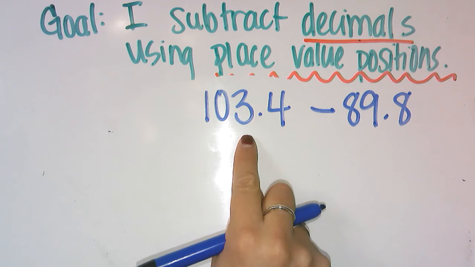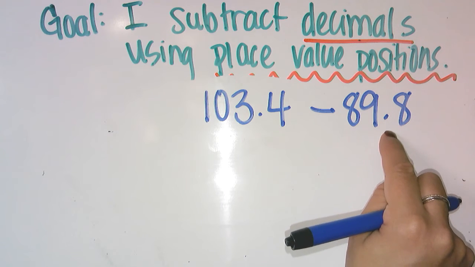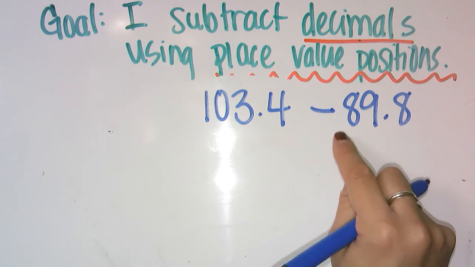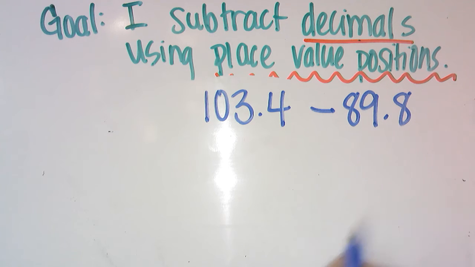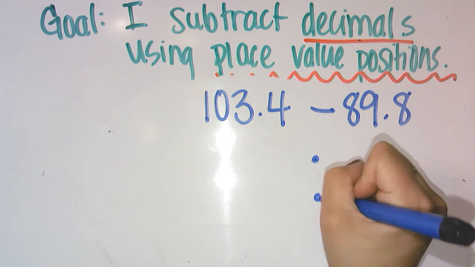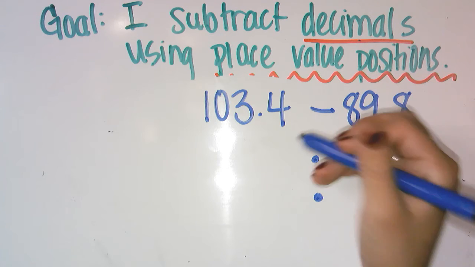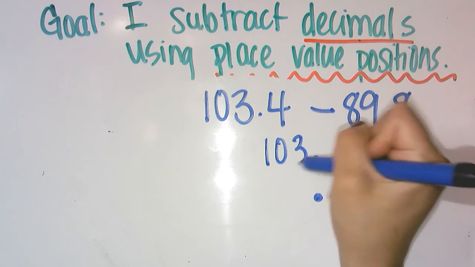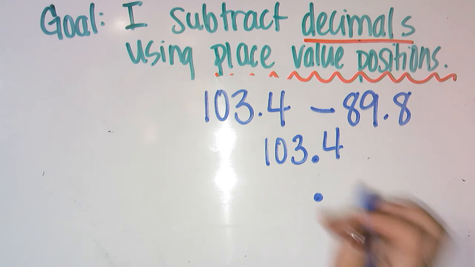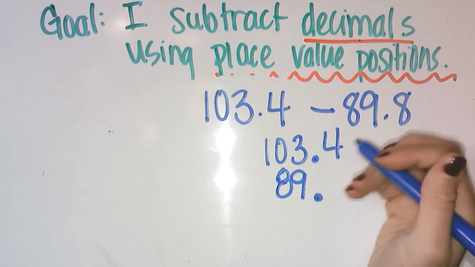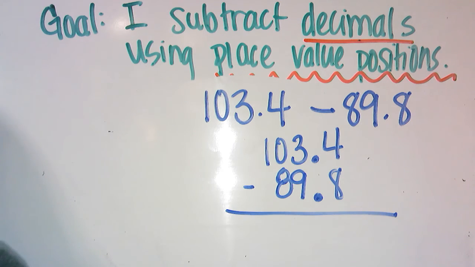This one's 103 and 4 tenths minus 89 and 8 tenths. Words are hard. So again, I'm going to line these up. You can start by making your decimals to help you line them up. Your decimals should always be right on top of each other. So I can put 103 over here and then my 4 on the right side of my decimal, and then 89 and then 8 under my 4. And now I'm going to subtract.